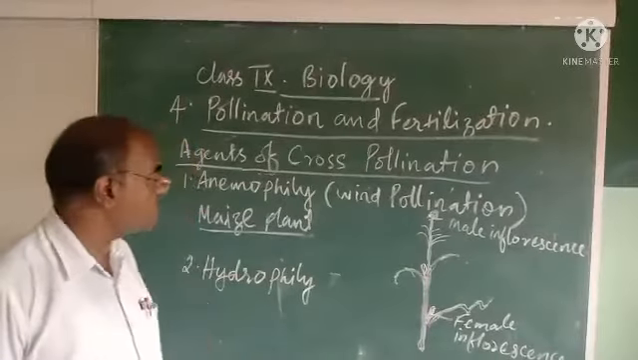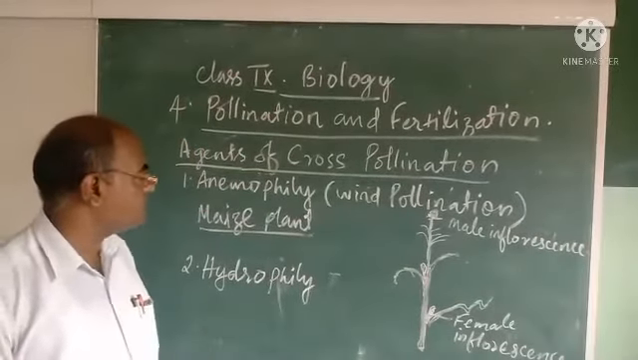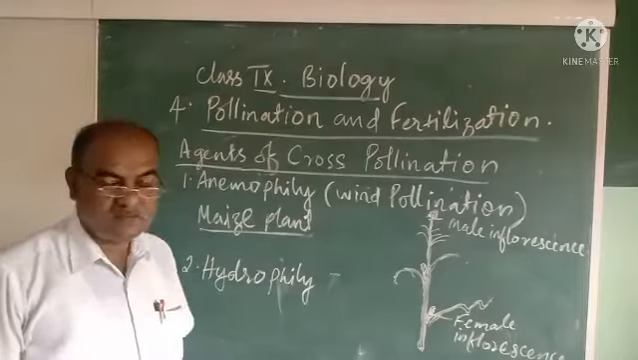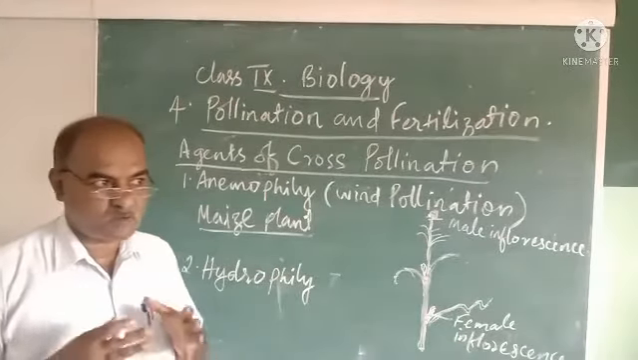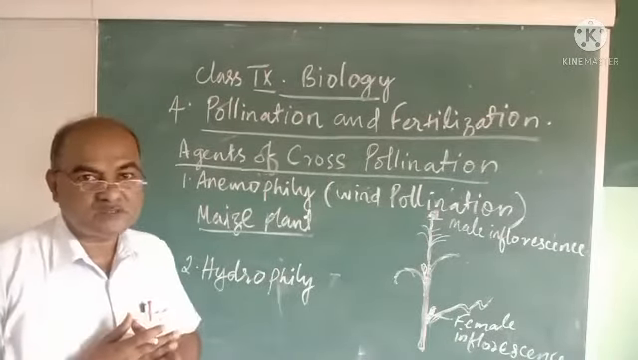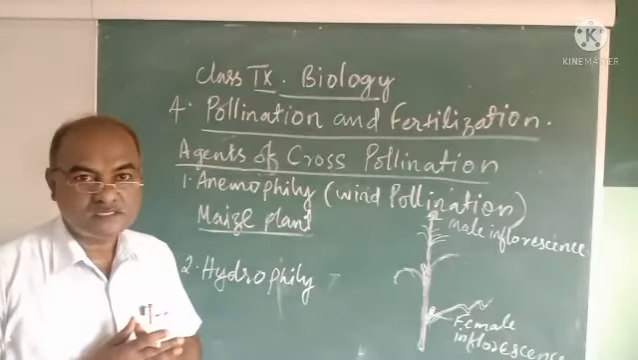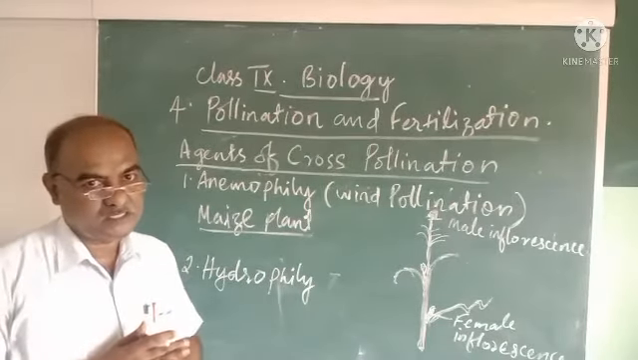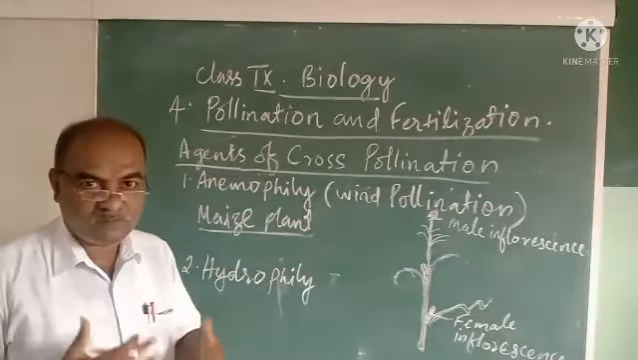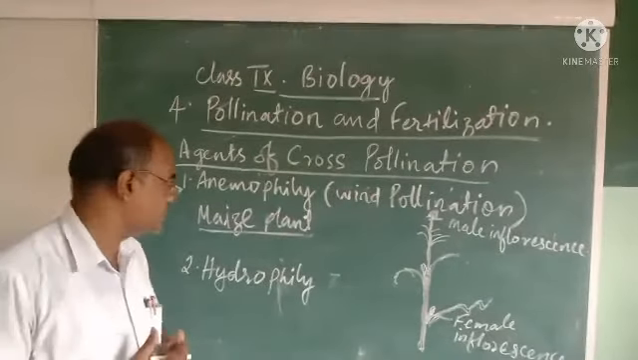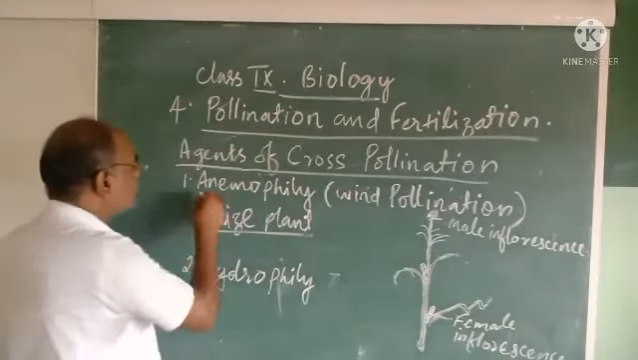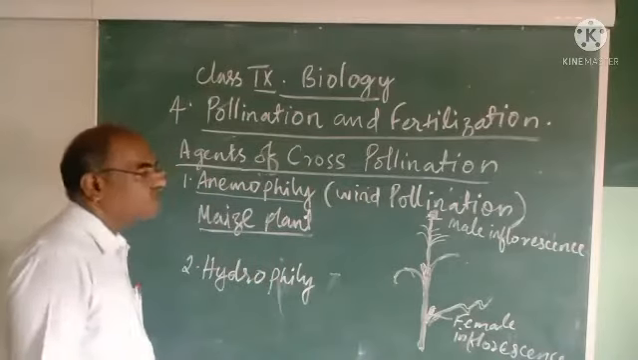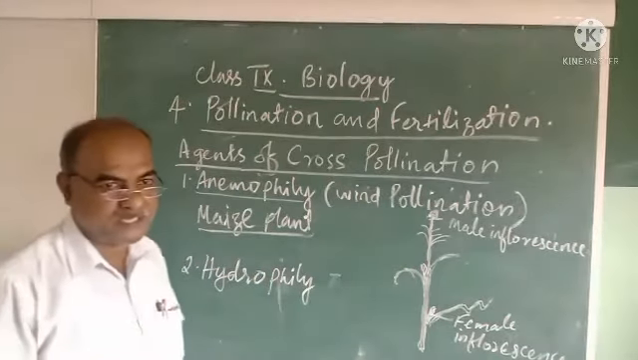As we are discussing pollination and fertilization, we have already discussed the various processes which take place through different agents in cross pollination. Out of that, one by one we are now going to discuss it. First of all, anemophily. That is what is called wind pollination.